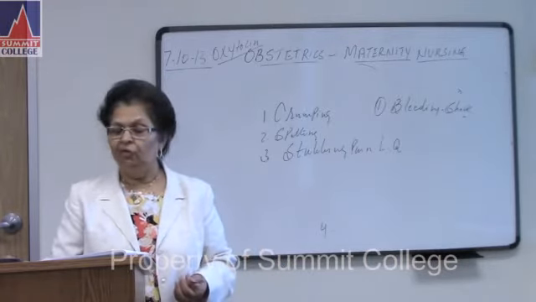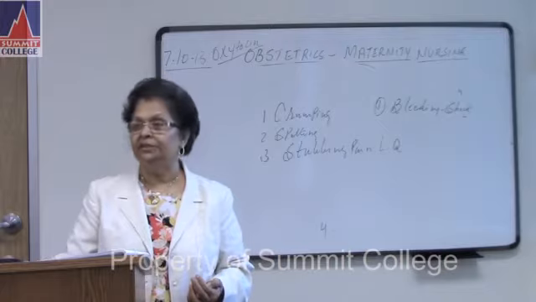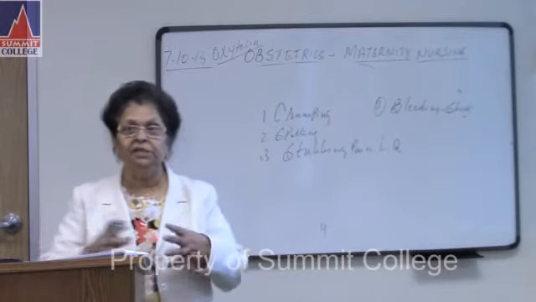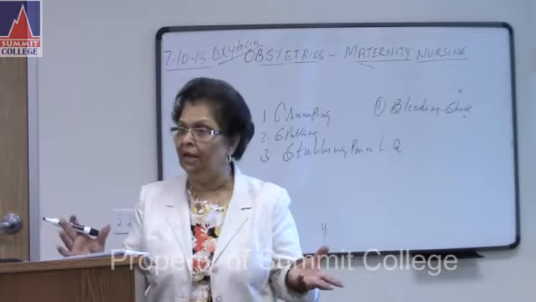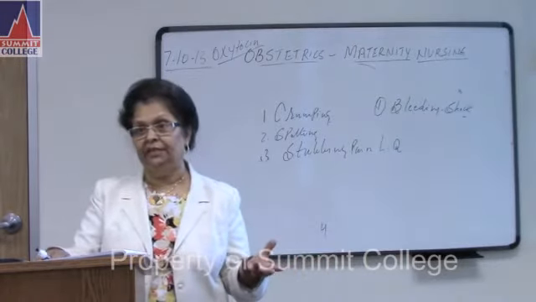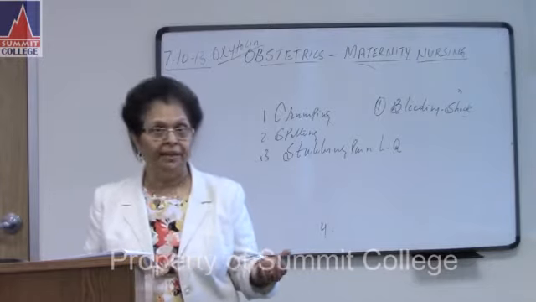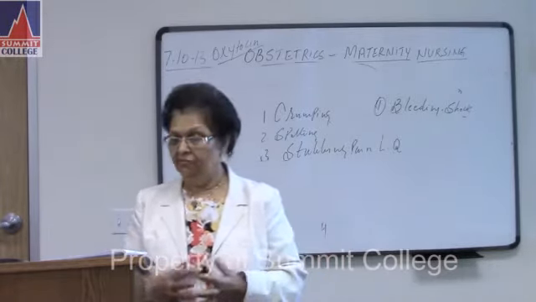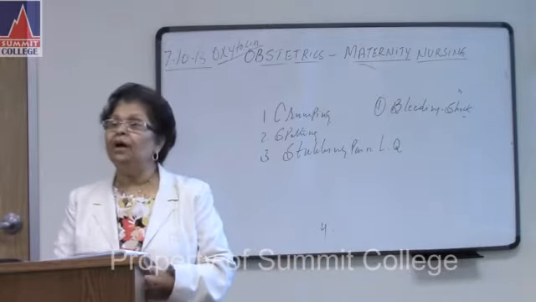Methotrexate is a folic acid antagonist, and it inhibits cell division. That means it destroys the fetus. Are we clear? So what is methotrexate? It's a cancer medication. And what is methotrexate doing? Destroying the fetus. And laparotomy.